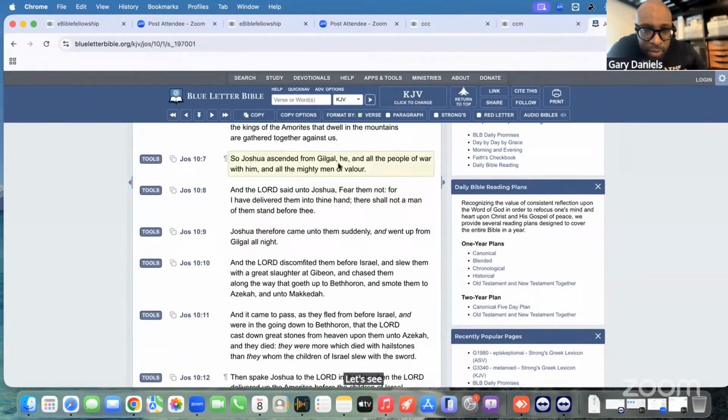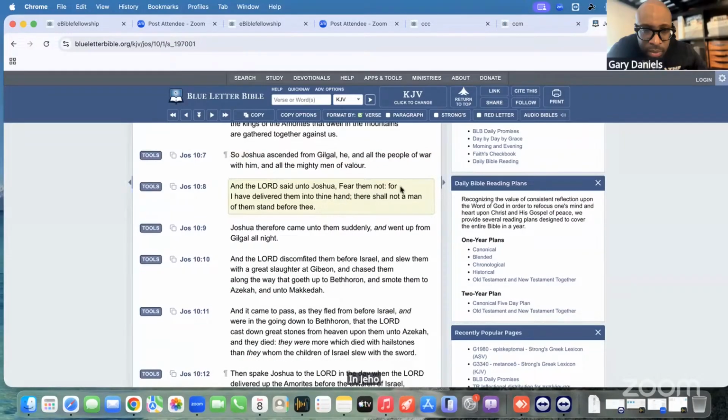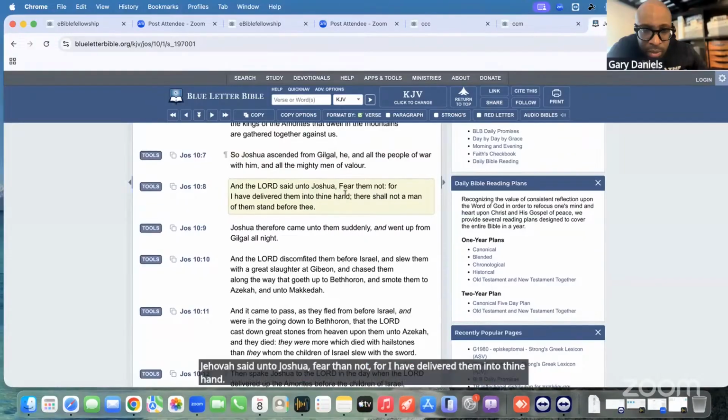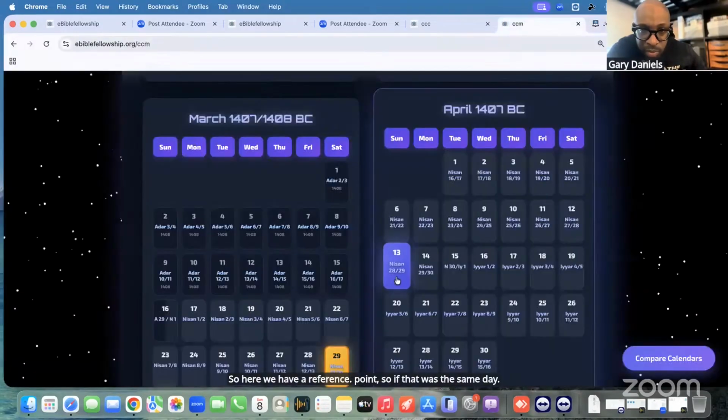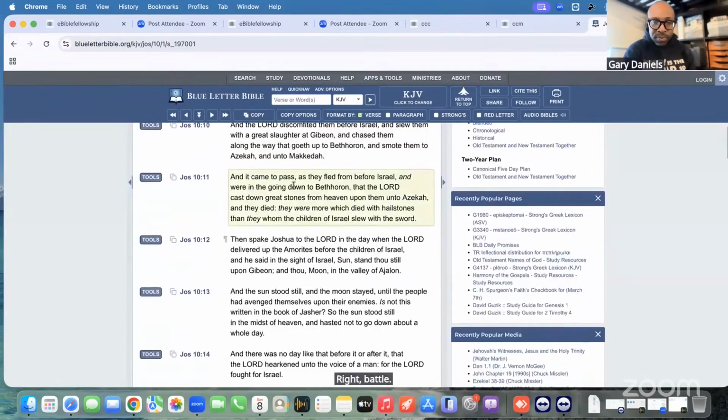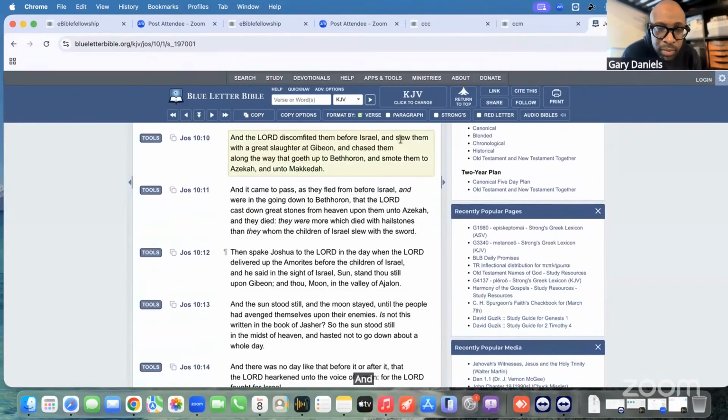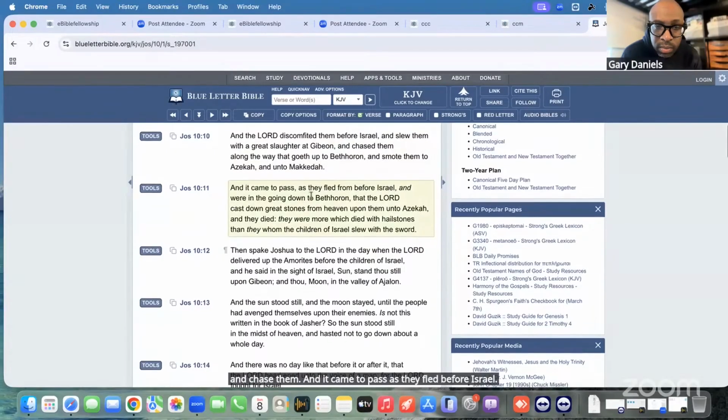Let's see. So Joshua ascended from Gilgal, he and all the people of war with him, and the mighty men of valor. And Jehovah said unto Joshua, Fear them not, for I have delivered them into thine hand. There shall not a man of them stand before thee. Joshua therefore came unto them suddenly, and went up from Gilgal all night. So here we have a reference point. So if that was the same day, because it does appear like they're ready for battle on the 13th. And Jehovah discomforted them before Israel and slew them with a great slaughter and chased them. And it came to pass as they fled before Israel.